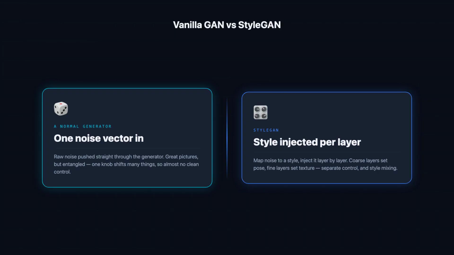Because the style is mapped first and then injected layer by layer, you get control at every scale independently. Coarse layers set pose and overall face shape. Middle layers set features like eyes and nose. Fine layers set color and texture. Look, that separation is exactly what makes style mixing possible, blending attributes from two different faces.